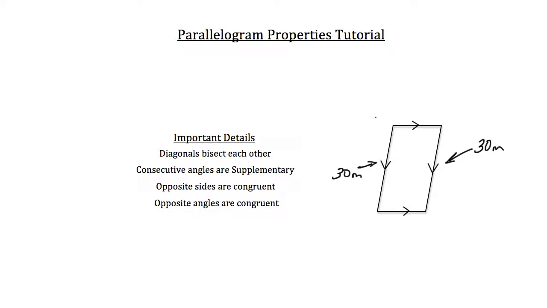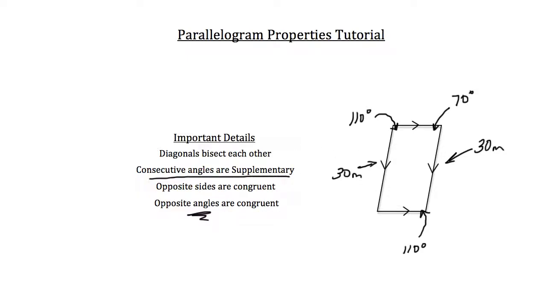And what if I told you that this angle right here was 110 degrees? What would the measure of this angle be? Well, because opposite angles are congruent, this would also be 110 degrees. And if you knew that this top angle on the left were 110 degrees, what would this angle be? Well, you would know that this angle would be 70 degrees, because consecutive angles are supplementary.